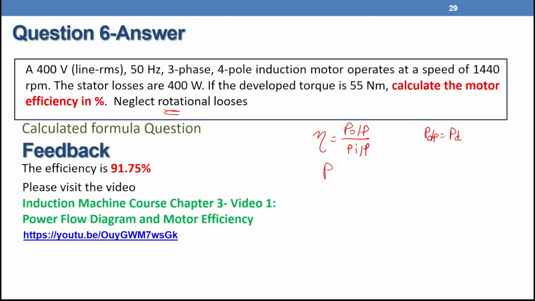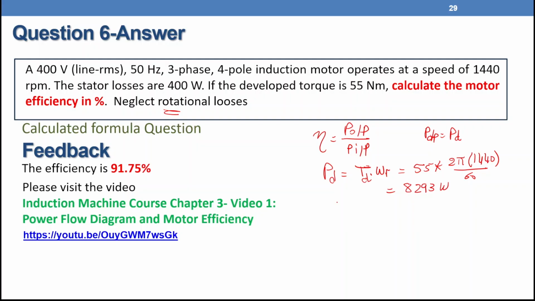We know that power developed equals torque developed multiplied by omega r. The torque is given as 55. Omega r equals 2 pi Nr over 60. So that will be 55 multiplied by 2 pi by 1440 RPM over 60, which gives you 8293 watt.